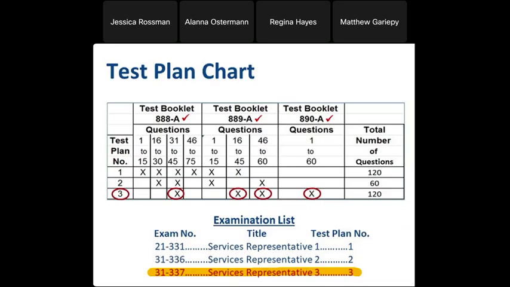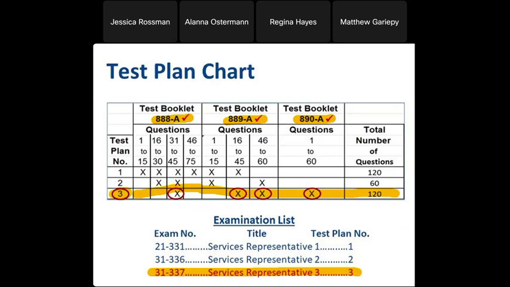Next, Carlos will use the test plan chart to find Test Plan 3. If you find Test Plan 3 on the chart and move across, you'll see the test questions that he will have to complete. We've circled these in red for you. For this exam, we can see that Carlos will be using all 3 exam booklets. However, he will only be completing the questions that are circled in red.